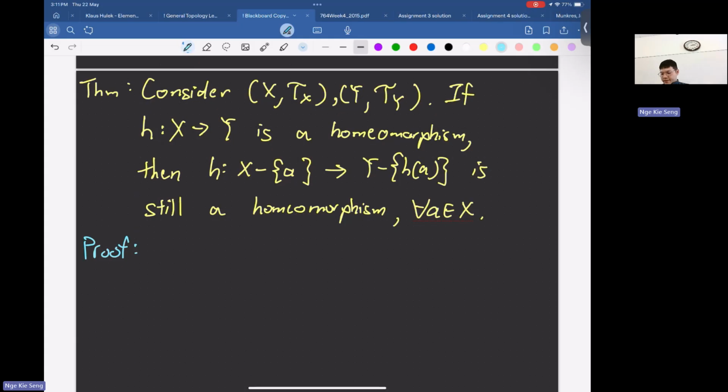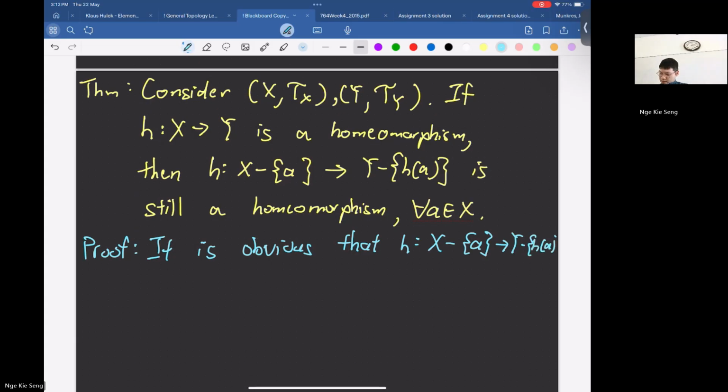Okay, first thing is if you restrict your H to this punctured X, I remove one point here. It is still bijective, because it's a bijection on A, but the two domain and codomain elements are removed together. The others are still bijective. Then what's left to show is that it is a homeomorphism, that the inverse and H is still continuous.